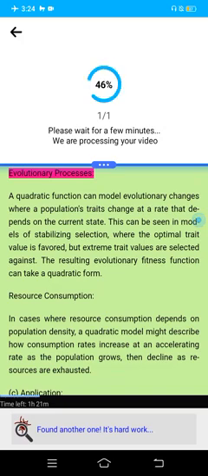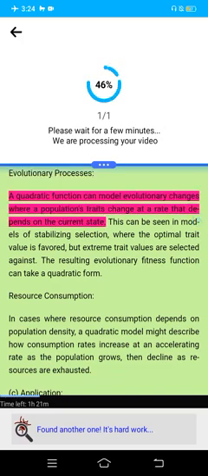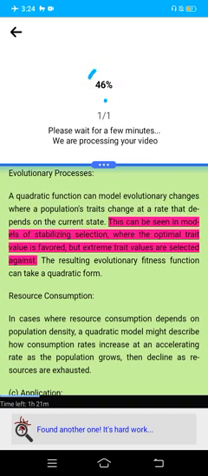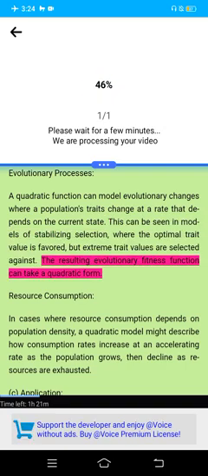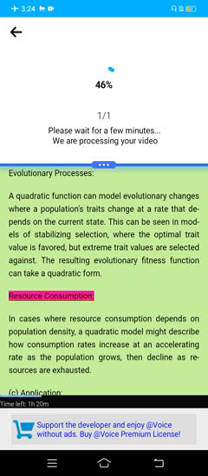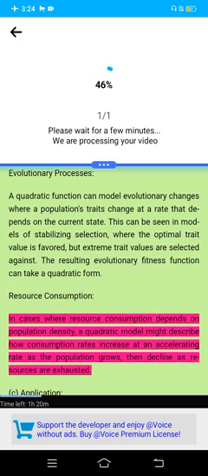Evolutionary processes. Quadratic functions can model evolutionary changes where a population's traits change at a rate that depends on the current state. This can be seen in models of stabilizing selection, where the optimal trait value is favored, but extreme trait values are selected against. The resulting evolutionary fitness function can take a quadratic form. Resource consumption. In cases where resource consumption depends on population density, a quadratic model might describe how consumption rates increase at an accelerating rate as the population grows, then decline as resources are exhausted.